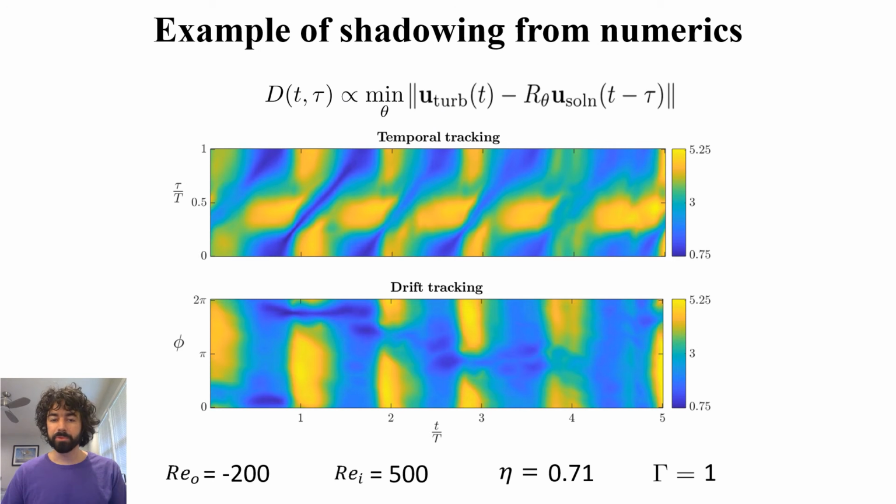If we look at examples from numerically computed turbulence compared with RPO1, we do find occasions that have this signature. That is, minima that lie along the diagonal of a temporal shadowing diagram and a staircase pattern along the drift diagram. Now that we know the signatures we are looking for, let's turn to the experimental flow.